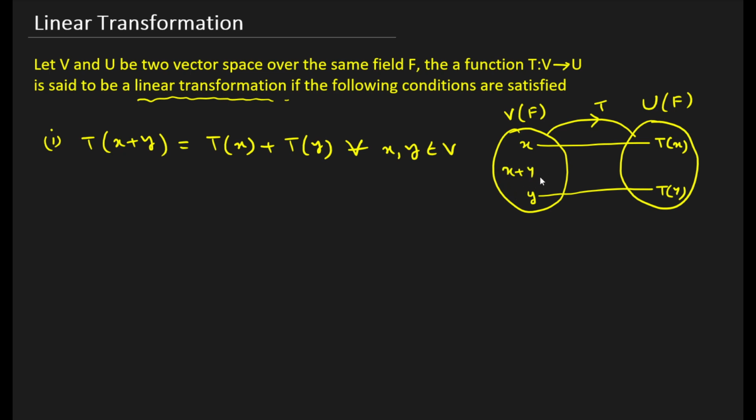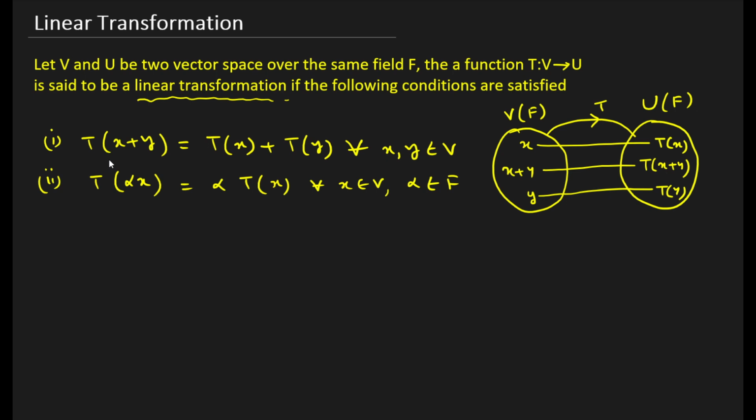So it's a new element now. x plus y is a new element. So the image of x plus y is what? T of x plus y. Now if this T of x plus y is equal to T of x plus T of y, then this is one condition for what? Linear transformation. Now there is one more condition. T of alpha x, alpha is a scalar, so this can be written like this: alpha into T of x, जो constant है वो बाहर आ जाएगा, for all x belongs to V and alpha belongs to what? F.